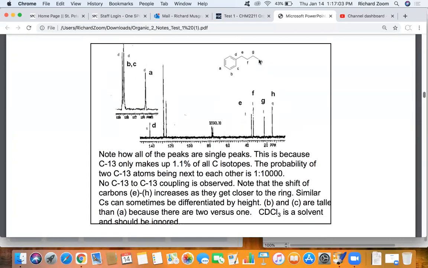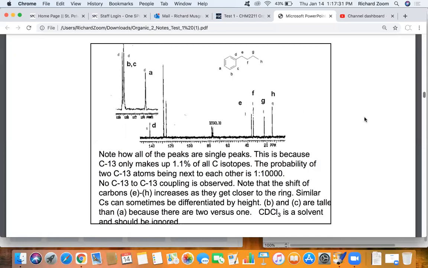So if you look at H, which is a CH3, that's why that's a Q. These guys here, E, F, and G, are all triplets, with the T here, so those are all CH2s. D is a single peak. That's this one down here. It has no hydrogens on it. And A, B, and C each have 1 hydrogen, which is why they're all Ds.